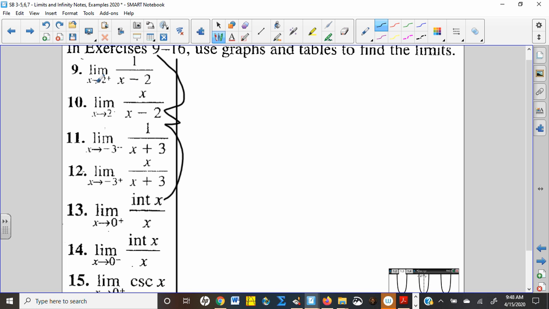So this guy's going to have a problem at a 2, right? This is going to have a problem at a 2. This is going to have a problem at a 2. This is going to have a problem at a negative 3. This is going to have a problem at a negative 3.